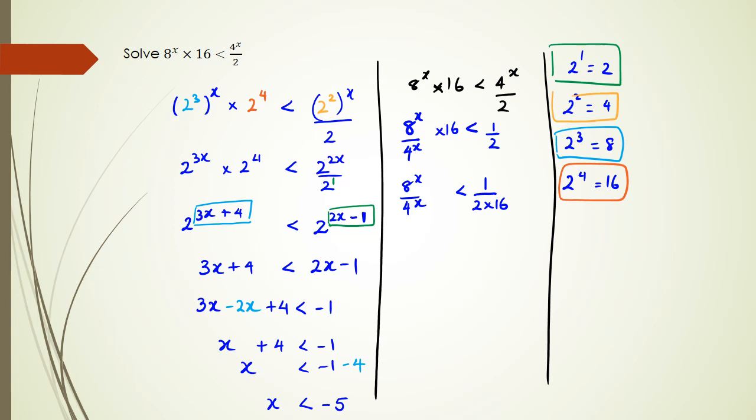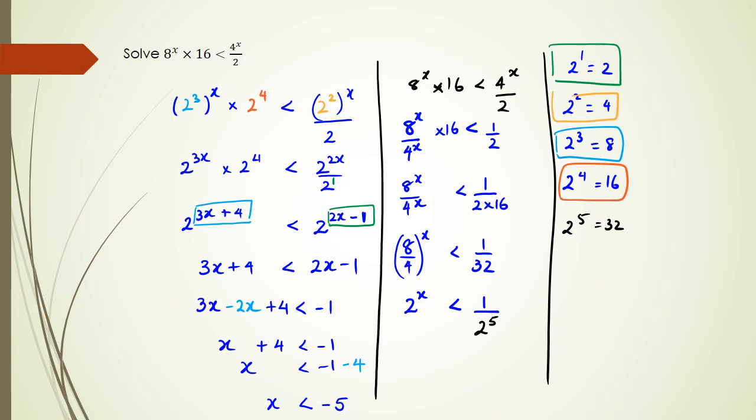Now here's the thing, because x is the common power for both of them, what I could do is I can do it like this: 8 over 4 to the power of x has to be less than 1 over 32. Alright, now the next part is 8 over 4 can be written as 2, so this is 2 to the power of x, has to be less than 1 over 32. But now 32, if you think about it, 32 is actually 2 to the power of 5. So we can actually say that's 2 to the power of 5.